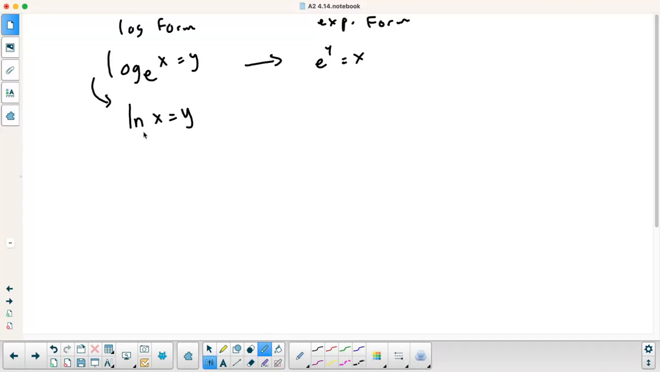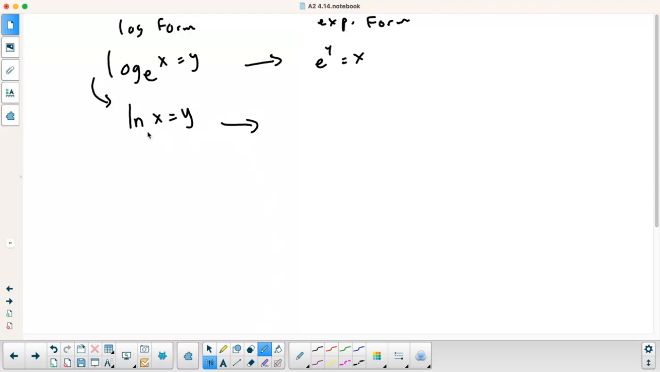Okay, so an ln has a base of e. It's a logarithm with a base of e. We just don't write the base e. It's kind of like a common log. So if you ever see ln, you know that it's just a log base e. It's basically this, okay? So this would be in log form.